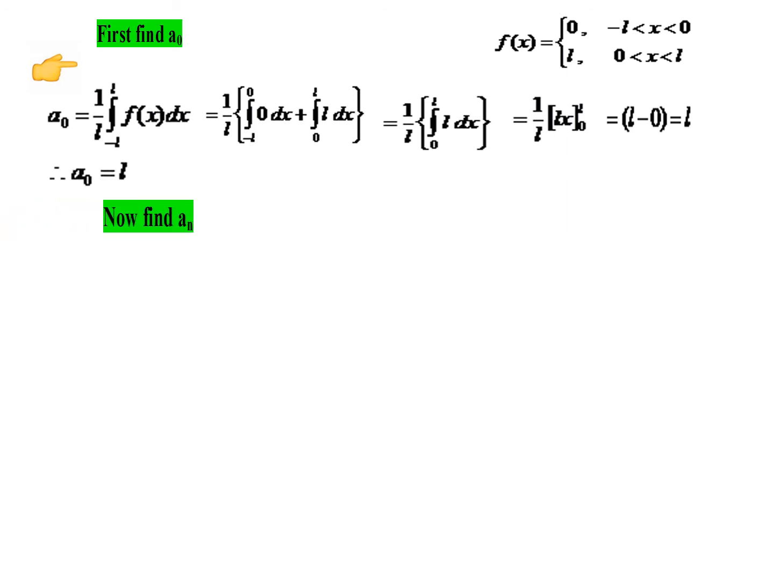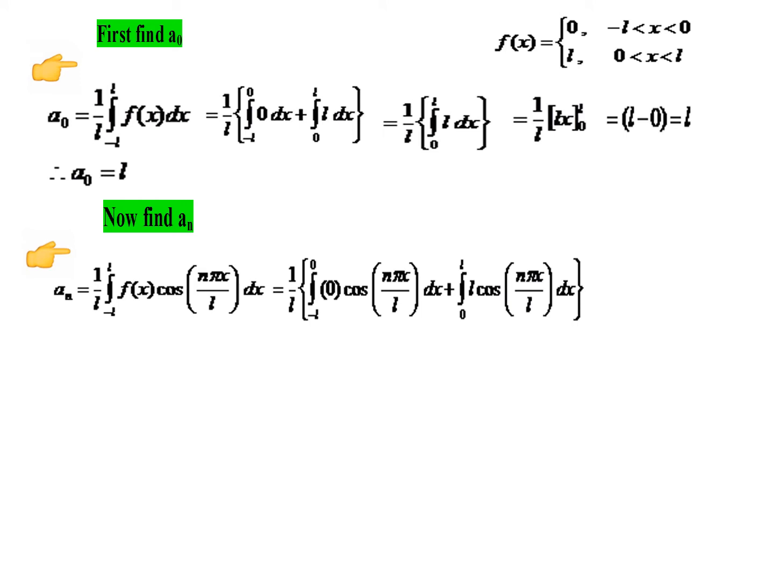Now let us move on to find the next Fourier constant, an. This is the formula for an: 1 by L integral from minus L to L of f of x cos n pi x by L dx. Now as usual, this integral from minus L to L we have to split into two halves. That is, first one from minus L to 0, the function is 0, plus from 0 to L, the function is L. So we have substituted like this. So just the second integral alone will come, because the first integral is 0.